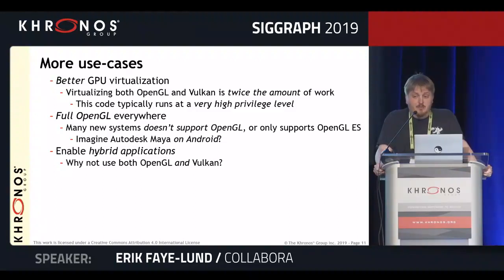But besides that, maybe we can also bring full OpenGL support to platforms that don't currently have full OpenGL. This can allow us to port some applications that currently won't run. And we can also maybe even build hybrid applications that use both OpenGL and Vulkan, where Zink can receive command buffers directly. This can be useful for gradually porting big applications.